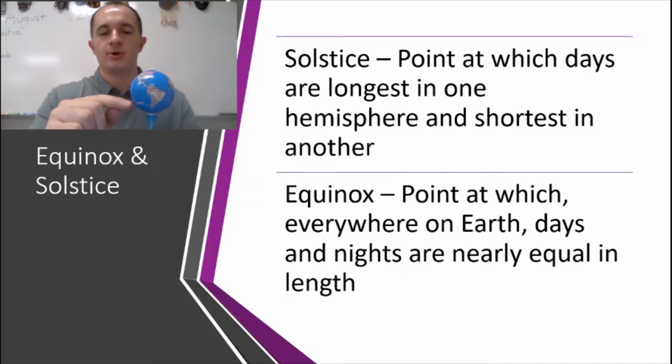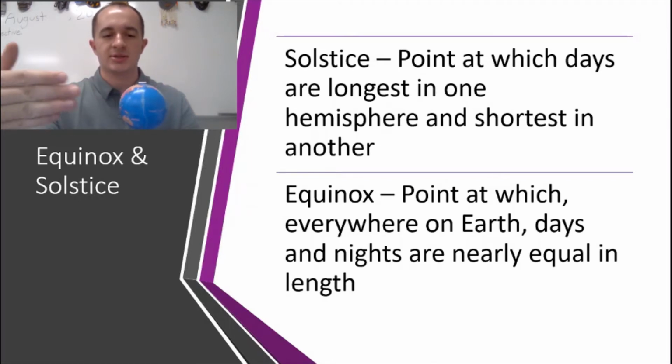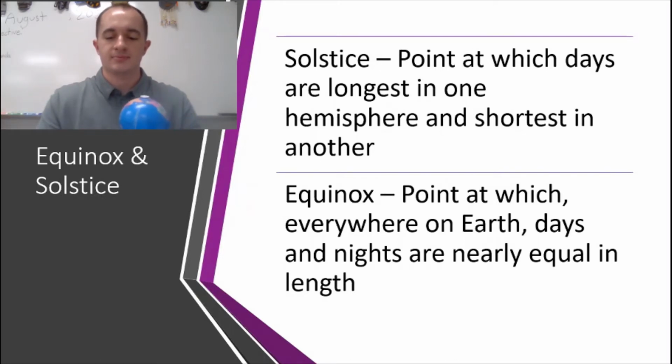points at which everywhere on Earth, days and nights are nearly equal in length, because if the sunlight is coming this way, most of the Earth will get a similar amount of sunlight around the whole world. So all of the equator will get a similar amount of sunlight. The North Pole and the South Pole will get similar amounts of sunlight because the sun is coming directly this way rather than this part, and the South Pole won't get as much.